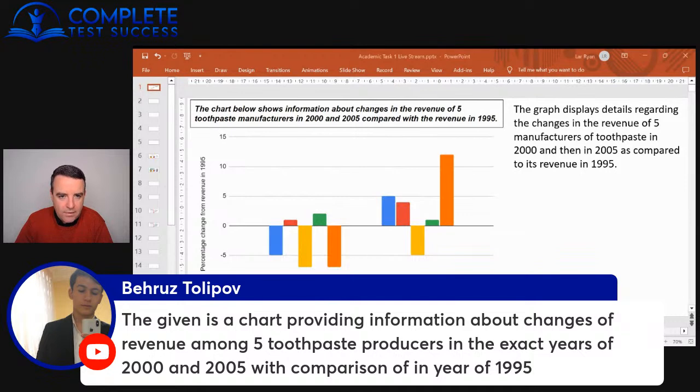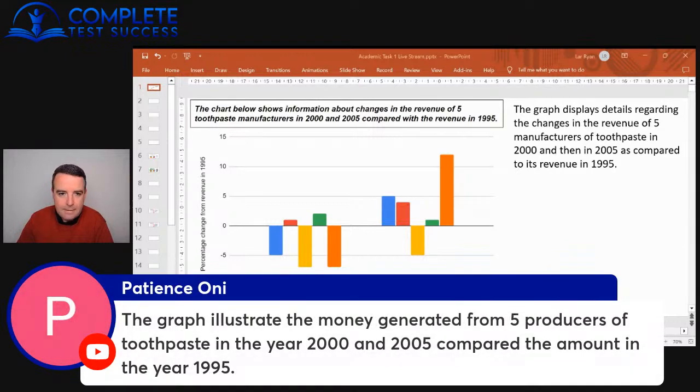And not "with comparison", it has to be "in comparison with 1995", or "in comparison with the year of 1995". So, and then a full stop at the end. So you have the same meaning. It's actually easy to understand what you said, but the accuracy of your grammar and your vocab are the main issues here, Beruz. So that's what you would need to work on, your vocab and your grammar.